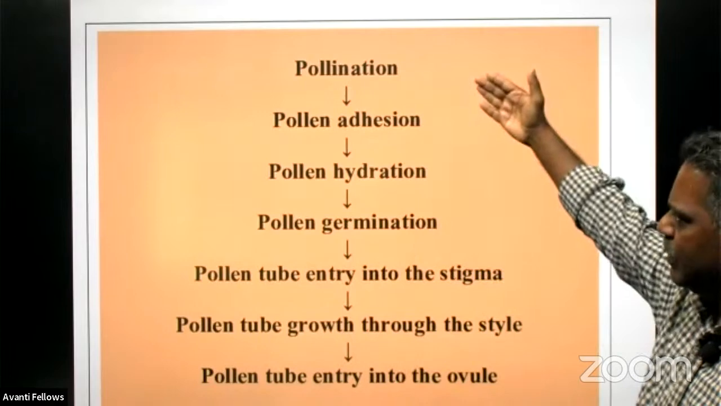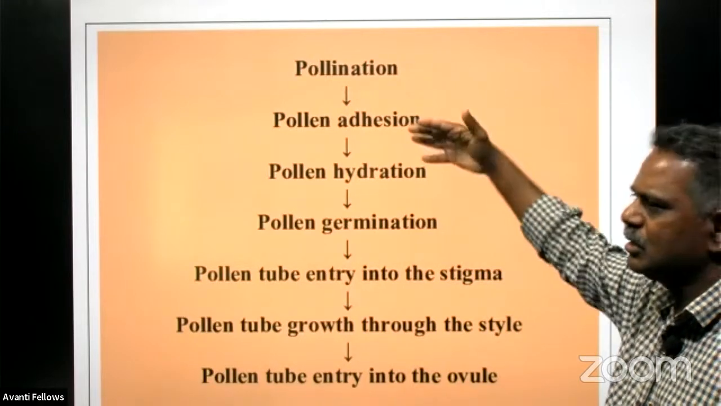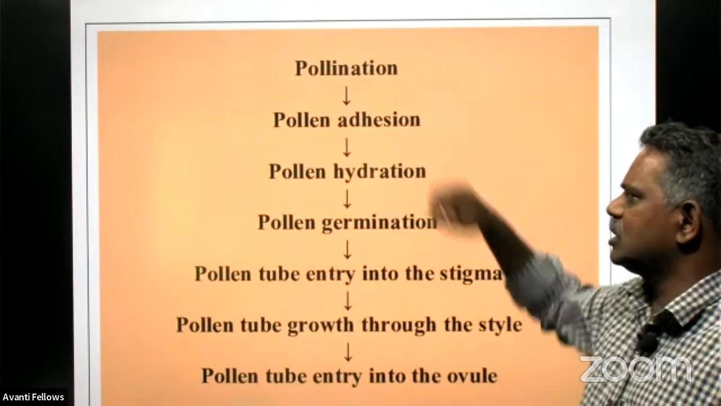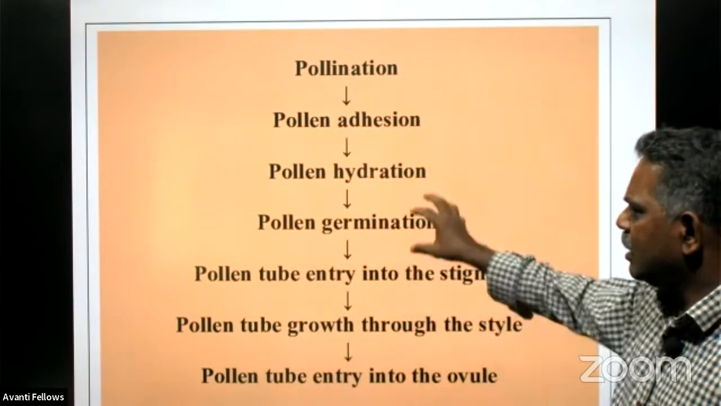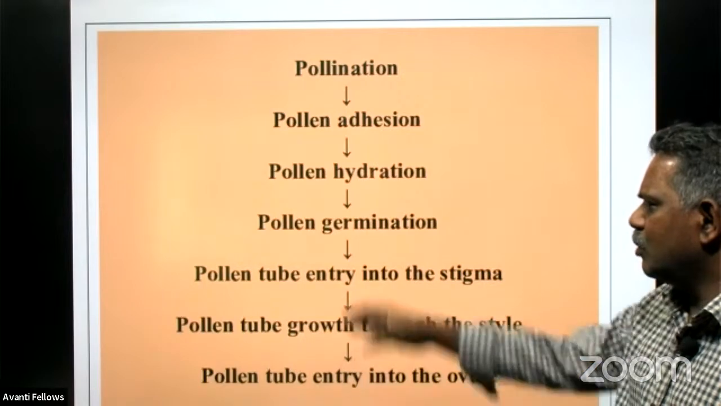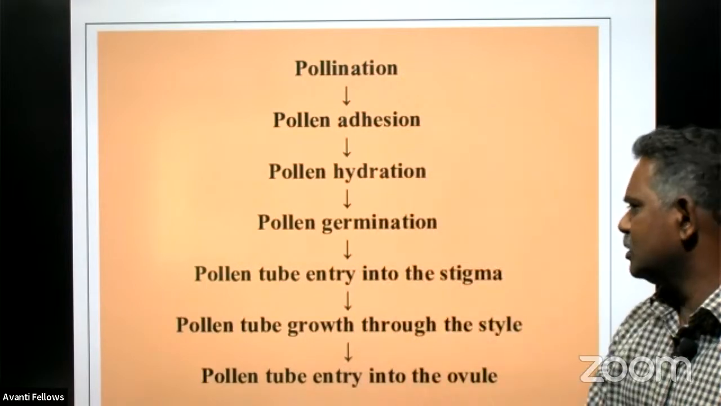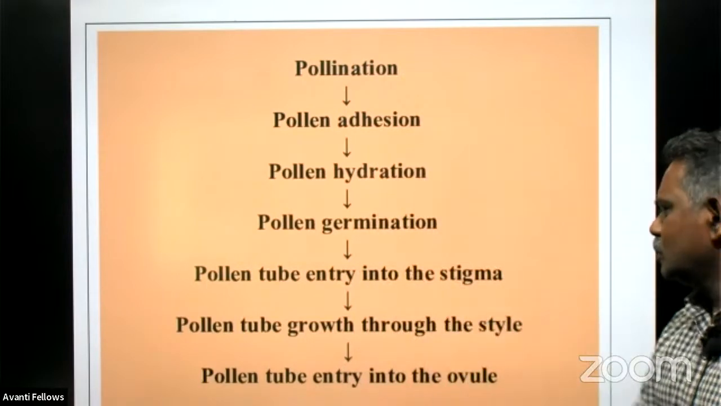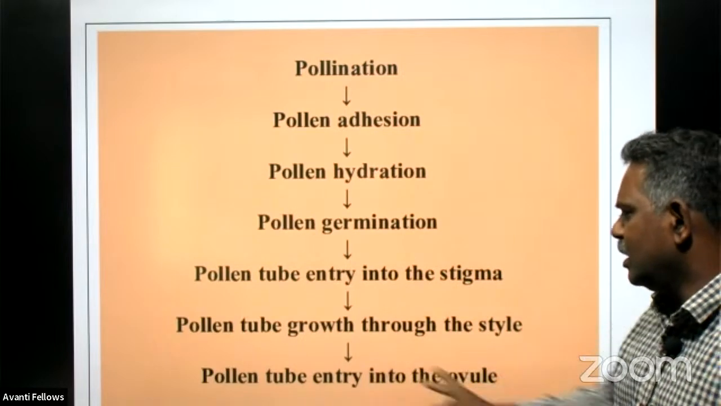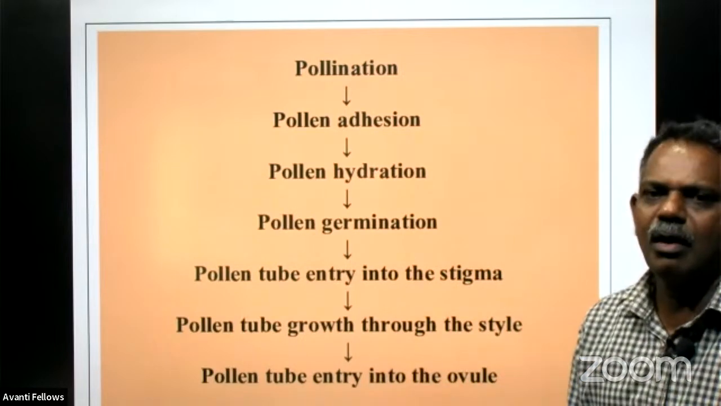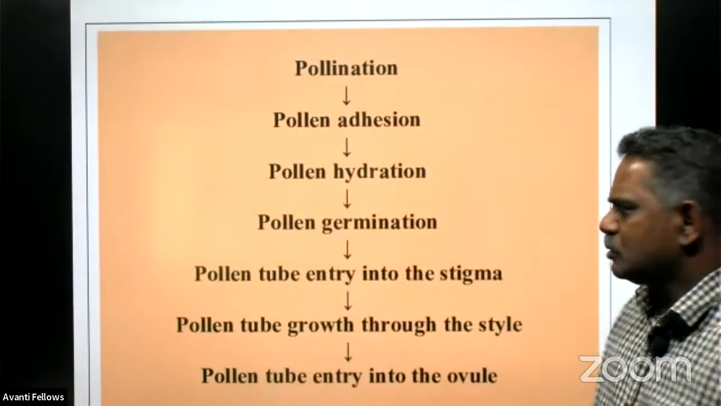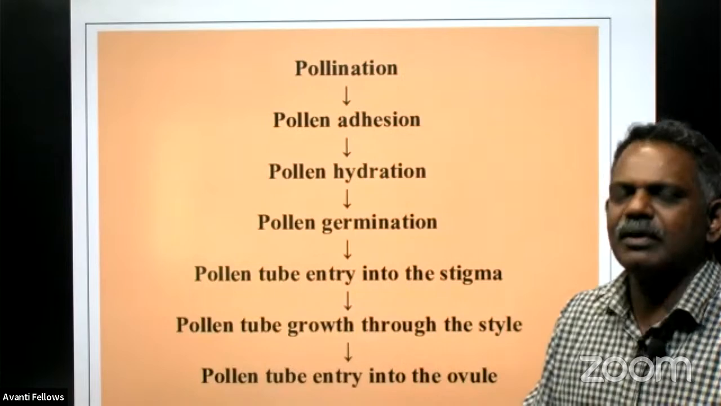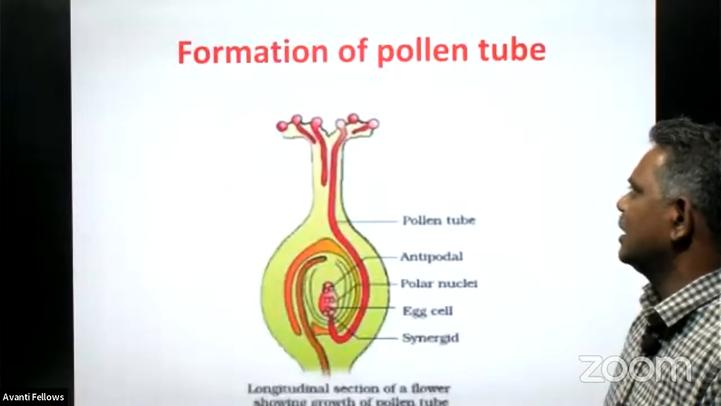Pollination, then pollen adhesion, attaching the pollen grain on the stigma region, then pollen hydration and pollen germination, then the pollen tube enters the stigma region. Then the pollen tube grows through the style, and finally enters the ovule. After the pollen tube enters the ovule, naturally the real process of fertilization takes place in the plants.